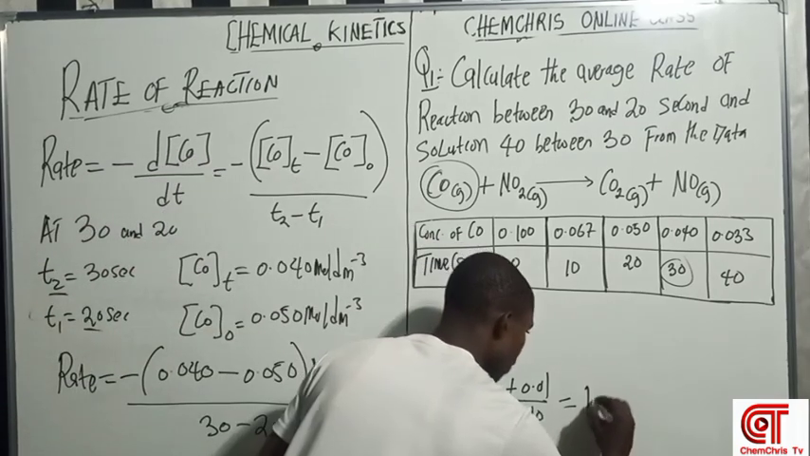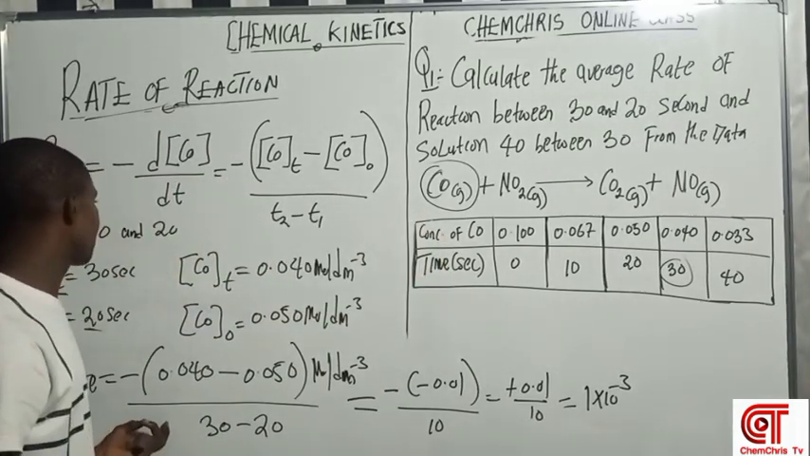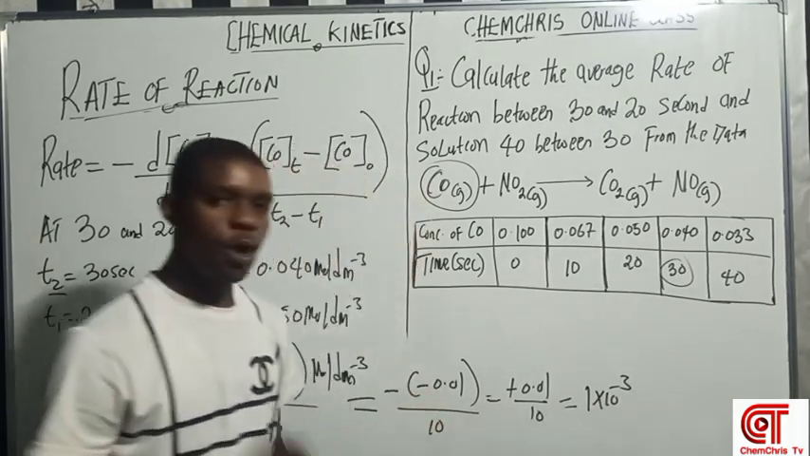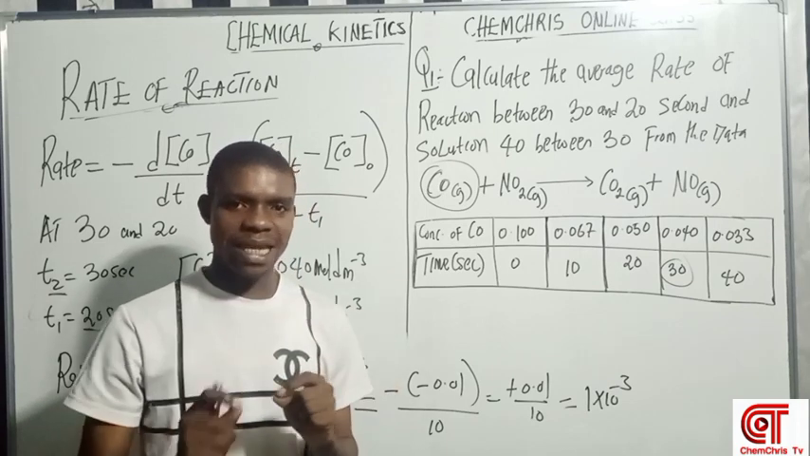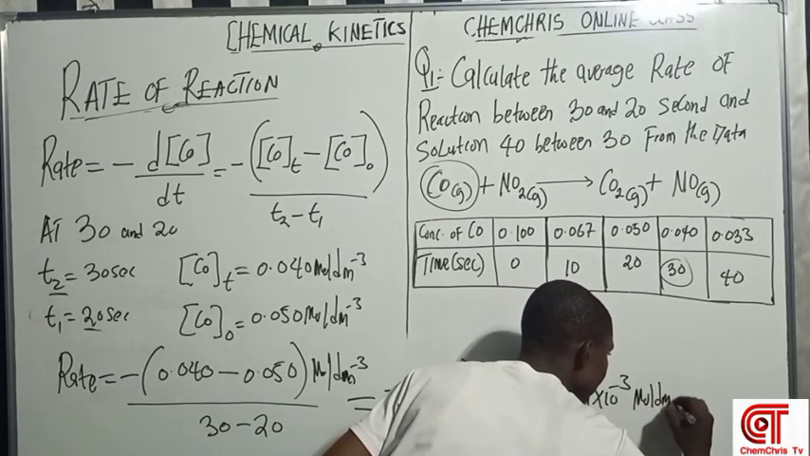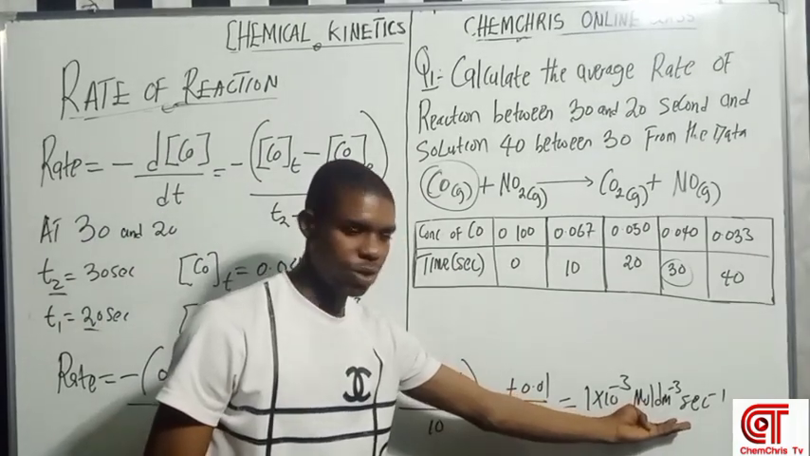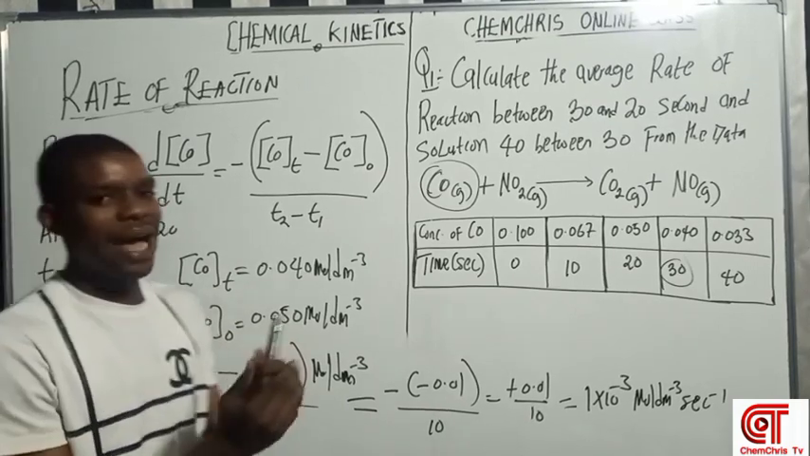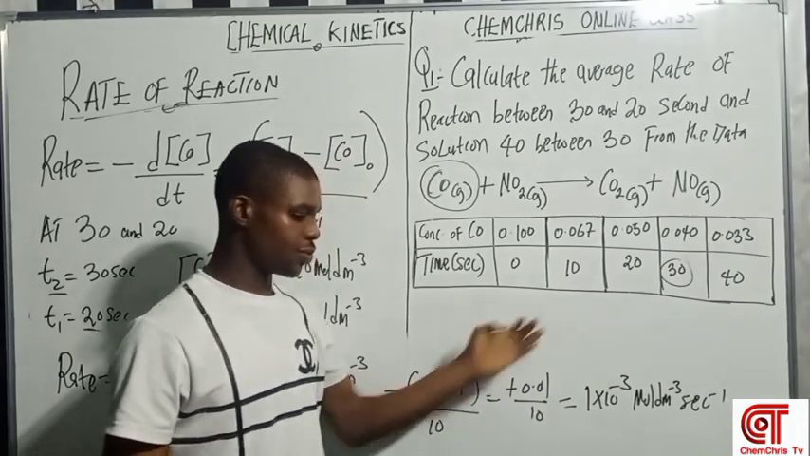So you have 1 times 10 to the minus 3, right? Now, that is my average rate between 30 and 20, 1 exponential minus 3. But what is the unit of the rate? The unit of rate is mole per dm cube per second. So it's going to be mole per dm cube per second. That is the answer. Do you see that? So you can see it is to calculate the average rate from the experimental table given to you.